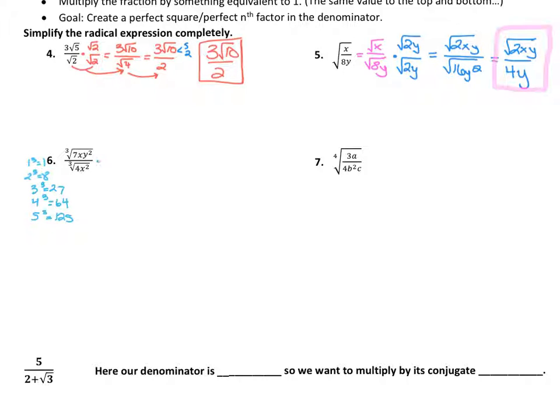So in order to simplify this denominator, I need to multiply by the cube root of something that's going to give me a perfect cube. I already have a 4, so I need to look at my perfect cubes and ask which ones 4 goes into. Well, I could multiply 4 by 2 to give me 8, or I could multiply 4 by 16 to give me 64. But typically, we always want to try to do the smallest number. So I'm going to do 4 times 2, because that will give me an 8 in the bottom, and the cube root of 8 is 2.